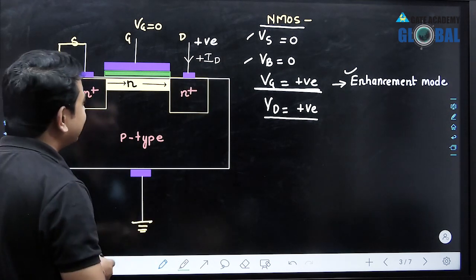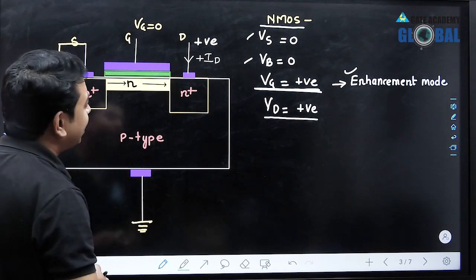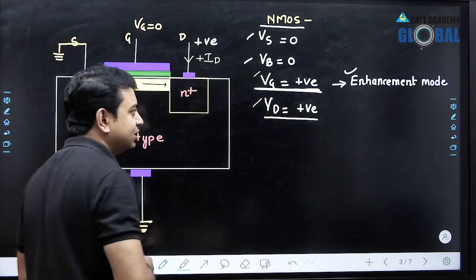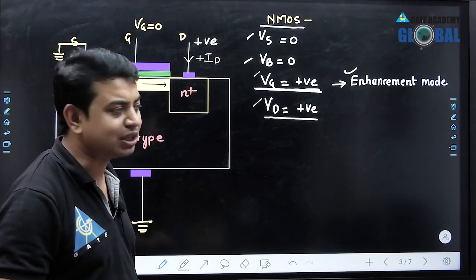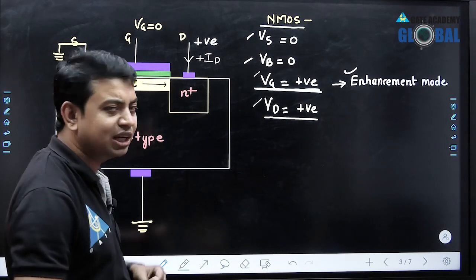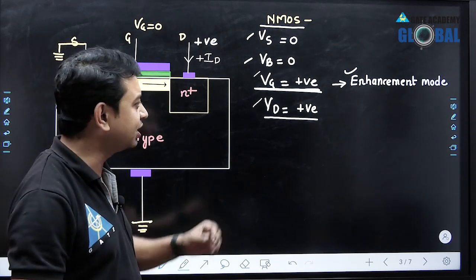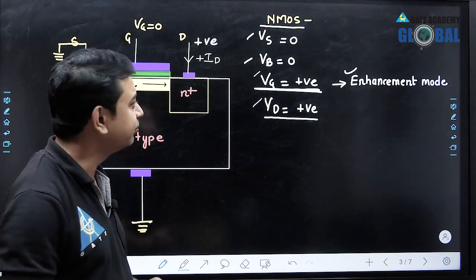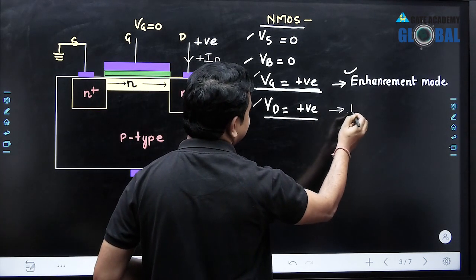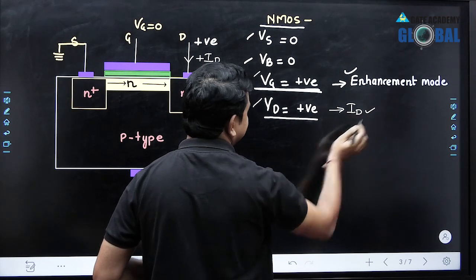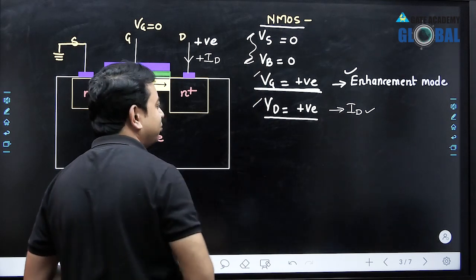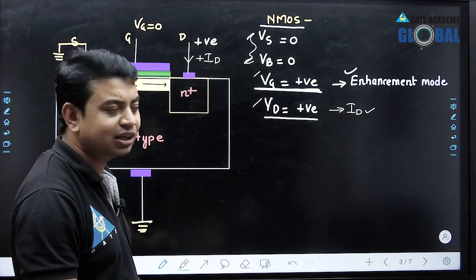So in this diagram, you can have the idea that we apply only two voltages, that is the gate terminal voltage and the drain terminal voltage. The gate terminal voltage is always applied to enhance the channel, because in depletion mode we don't need any gate terminal voltage to get the current. The drain terminal voltage is positive because it will decide the magnitude of current, that is ID. So we don't care about the source and the body terminal. We just care about the gate and the drain terminal.